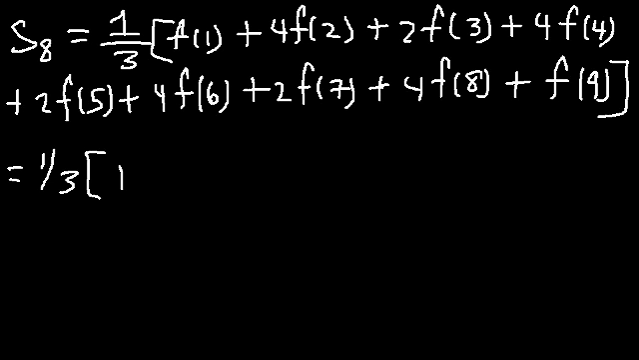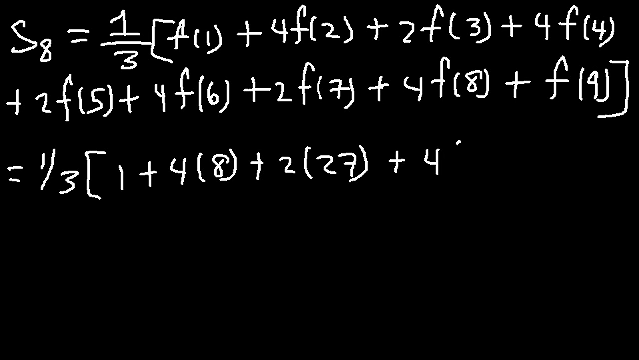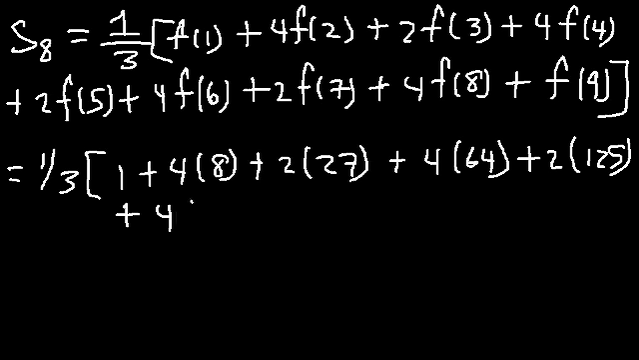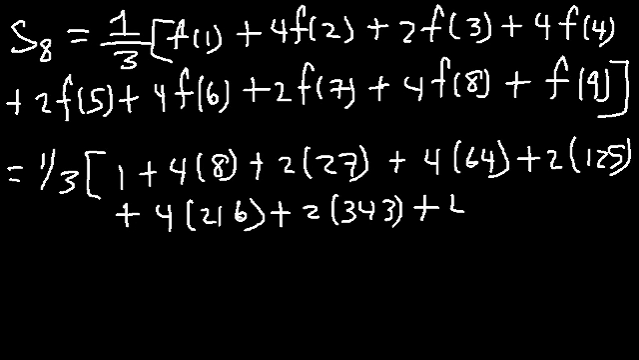1 to the third is 1. 2 to the third is 8. We know f of 3: 3 to the third is going to be 27. 4 to the third is 64. 5 to the third is 125. And then 4 times f of 6. f of 6 is going to be 6 to the third, which is 216. 7 to the third is 343. And then 4 times 8 to the third. 8 to the third is 512. And 9 to the third, we know it's 729.